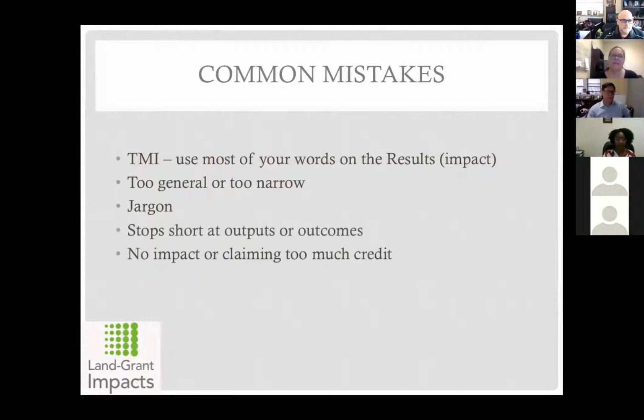We have a lot of statements that come into the system that stop short at the outputs or the outcomes and don't go all the way to the impact. So it's great that you did this work and this is what came out of it, but then we need to know what difference that made, what change that made. So if there's no impact, that's a problem. But the opposite problem of that is people claim way too much credit for making monumental change when really what they made was incremental change. So make sure that the claim you are making in your impact can actually be backed up by the data and the work you did in your project.